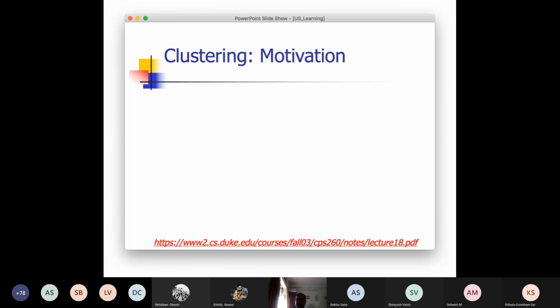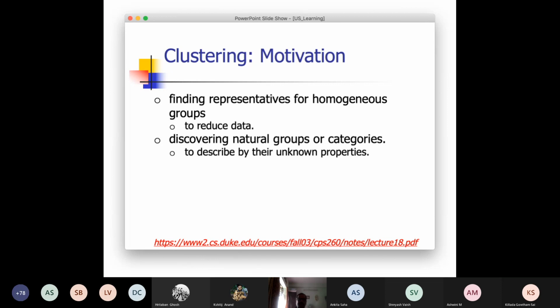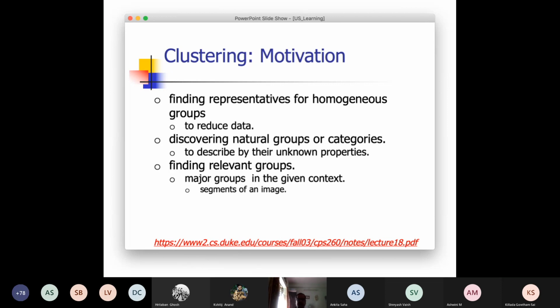But in the machine learning perspective, you have simply data, which is a distribution of points in a space. So there, you are trying to first understand from that distribution what kind of structure is there in the space. For clustering, there are different motivations. One is finding representatives for homogeneous groups to reduce data, discovering natural groups or categories to describe by their unknown properties, finding relevant major groups in the given context, such as segments of an image, and detecting unusual data objects, which is detecting outliers.